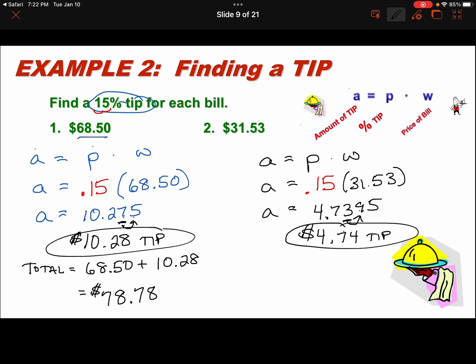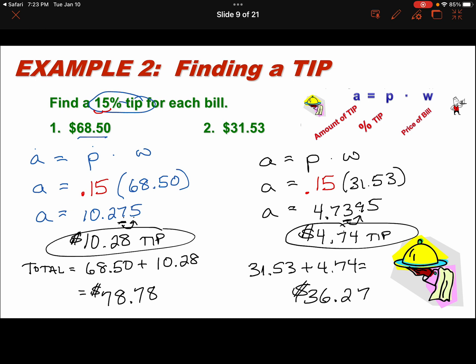Now, the question didn't necessarily say find the total, but if it did ask us for the total, we once again would do $31.53 plus the $4.74. And once again, you're going to add to get the total of, I believe, $36.27 for the total.